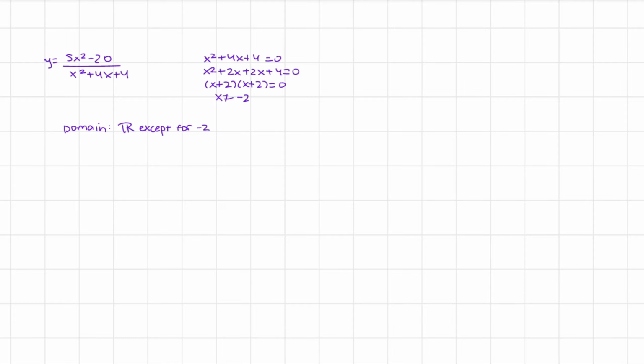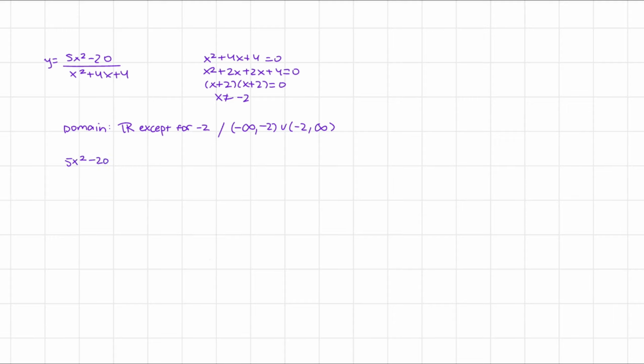Our problem is y is equal to 5x squared minus 20 over x squared plus 4x plus 4. Set the denominator equal to 0. x squared plus 4x plus 4 is equal to 0. x squared plus 2x plus 2x plus 4 is equal to 0. x plus 2 times x plus 2 is equal to 0. x is not equal to negative 2. So the domain will be all real numbers except for negative 2. So negative infinity, comma, negative 2, union negative 2, comma, infinity.